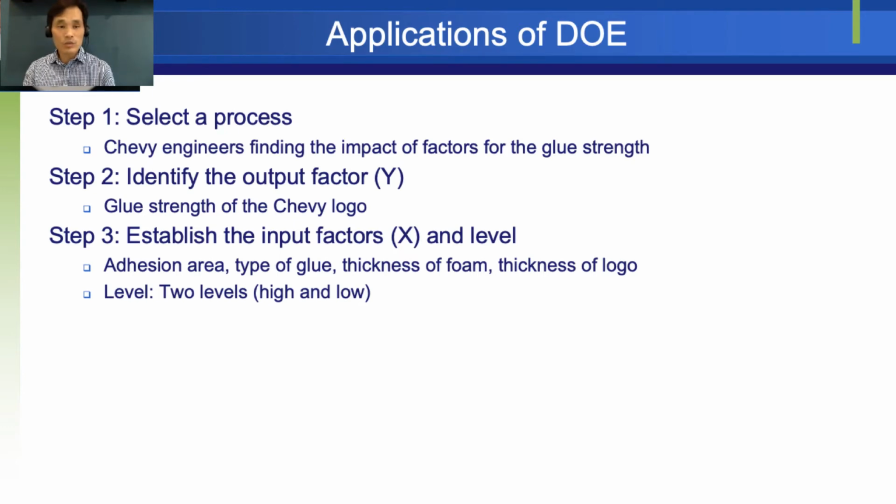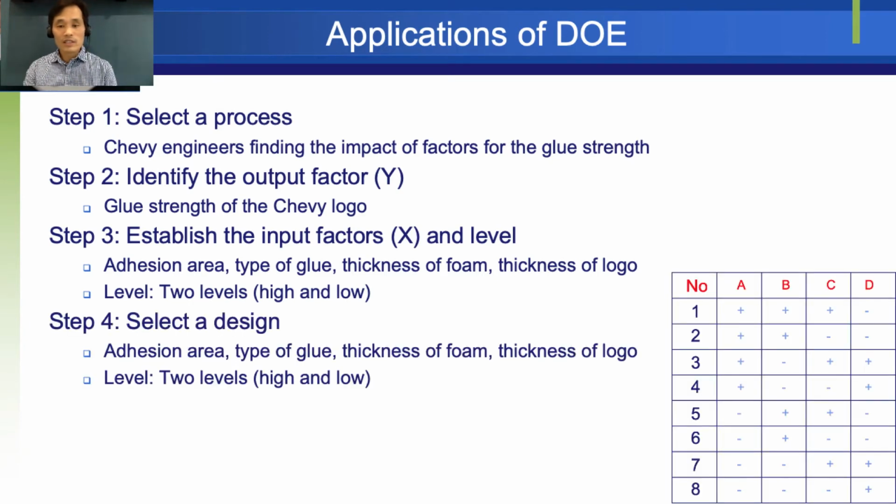The input factors, as we discussed, were adhesion area, type of glue, thickness of foam, and thickness of logo. We chose only 4 of them, and there are two levels, high and low. Step 4, select a design. This is very important, and I encourage you to consult or refer to a professional design planner so that it will be done well. Adhesion area, type of glue, thickness of foam, and thickness of logo have to be evenly designed.